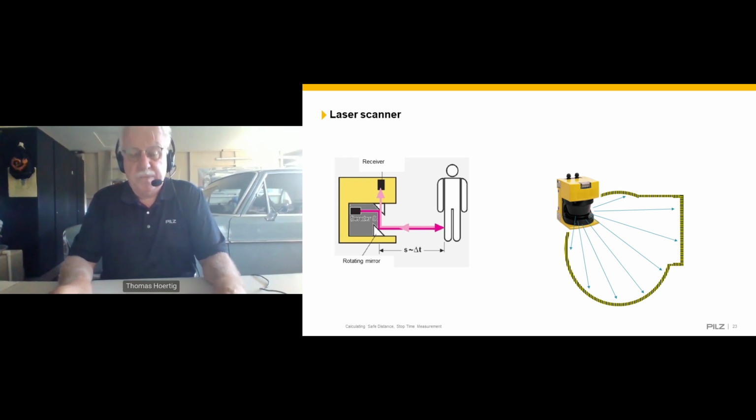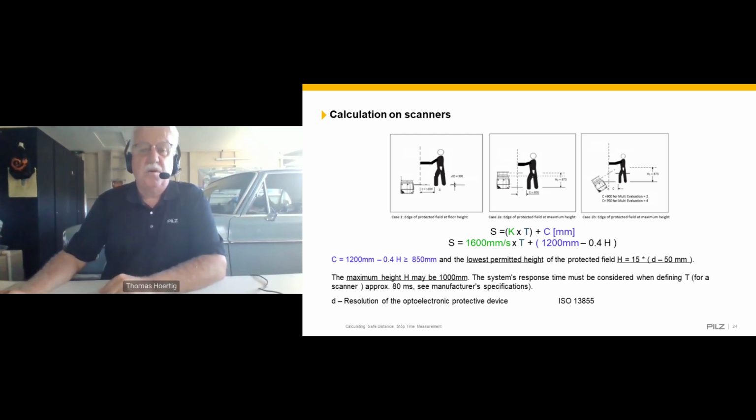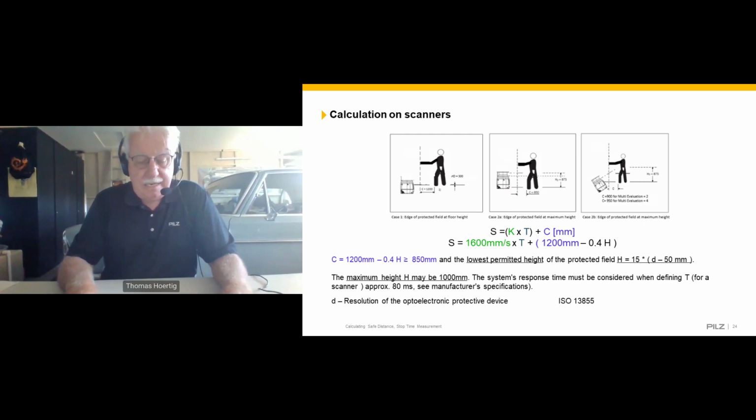Now we're looking into laser scanners, with a two-dimensional sensing field to detect persons. Here are some examples of installations. You have laser scanners close to the floor, or laser scanners mounted at a certain height, or laser scanners mounted at an angle. The generic formula is still S equals K times T plus C, but now the formula changes because of our type of sensing device, also out of ISO 13855.